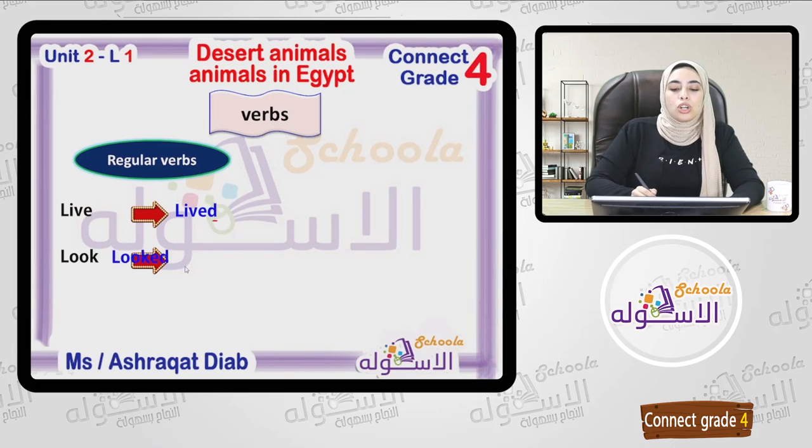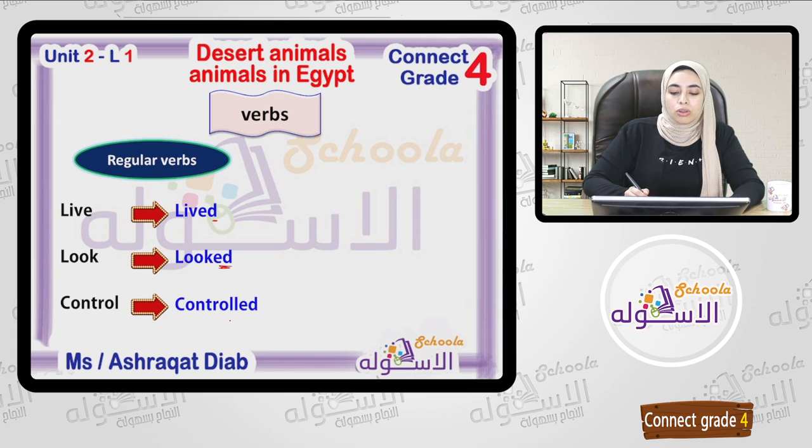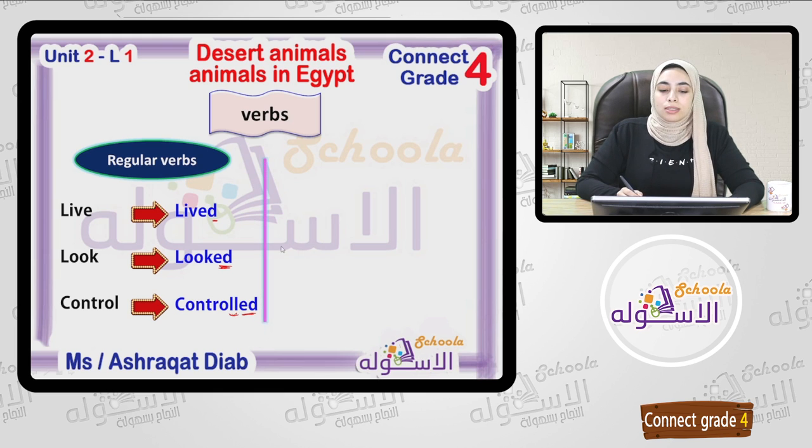Look. Looked. What did we add? ED. Very good. It's look, looked. Okay. Control. The past is controlled. We also add ED at the end of the verb. But be careful because we doubled L. Okay, so control with one L, when we get the past, لما بنجيب الماضي, we add double L, so it's controlled. Okay, what else?